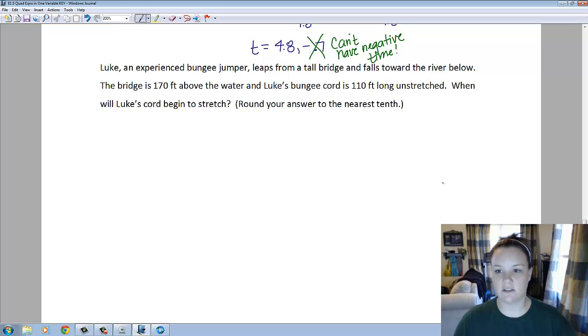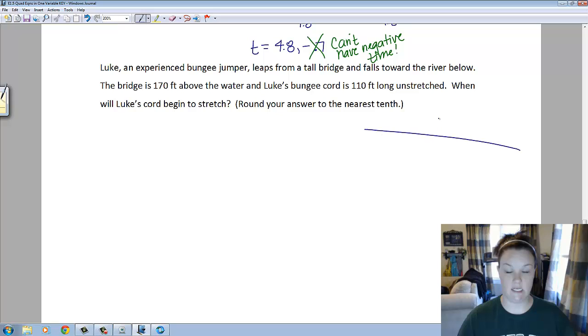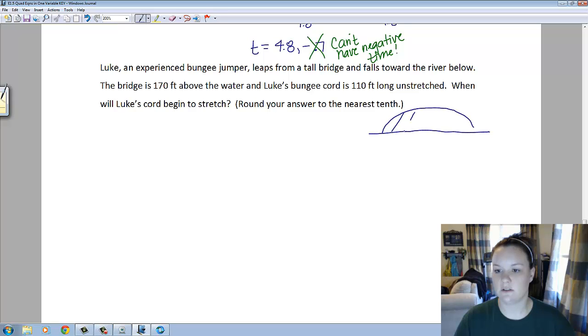So let's go ahead and just draw a little picture first. Let's pretend this is the, ooh, that's not straight. Let's draw a better picture. Let's just say this is the bridge. All right, and then we got some water below. Okay, so here's our water. Now, his cord's going to come all the way down and keep going. I don't know how far it's going to stretch.